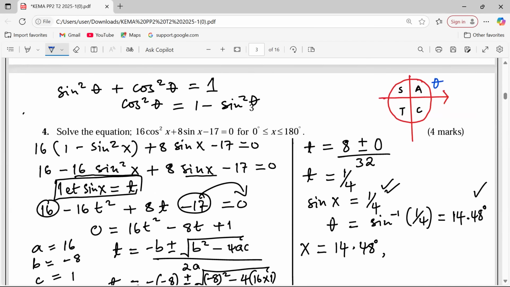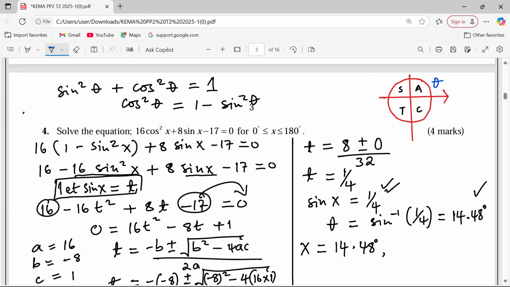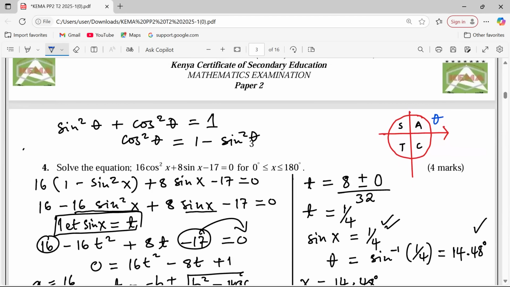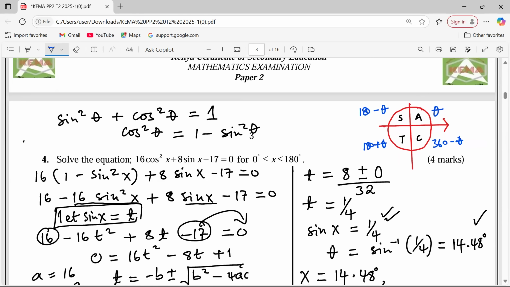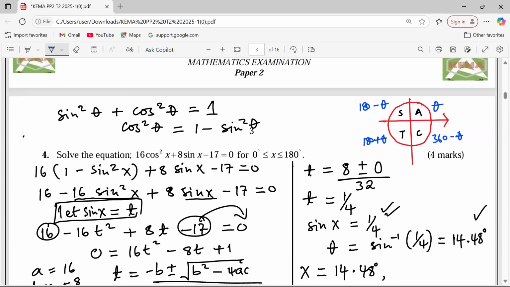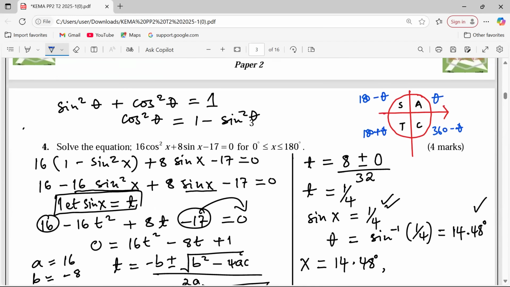And that is why we say the first angle is 14.48. But in the second quadrant, to measure an angle there, you need 180 minus the value of theta. In the third, you need 180 plus the value of theta. And finally here, we need 360 minus the value of theta. So that's how we place the acute angle that we are dealing with in the respective quadrants.